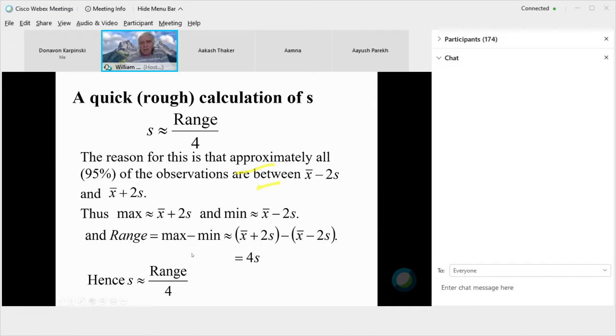The reason for this: 95% of the observations lie between x bar minus 2s and x bar plus 2s. That means the maximum should be approximately x bar plus 2s. The minimum should be x bar minus 2s. If I subtract, I'll get 4s, which is the range. So S is approximately the range divided by 4. This is a good way to check your calculations for S.